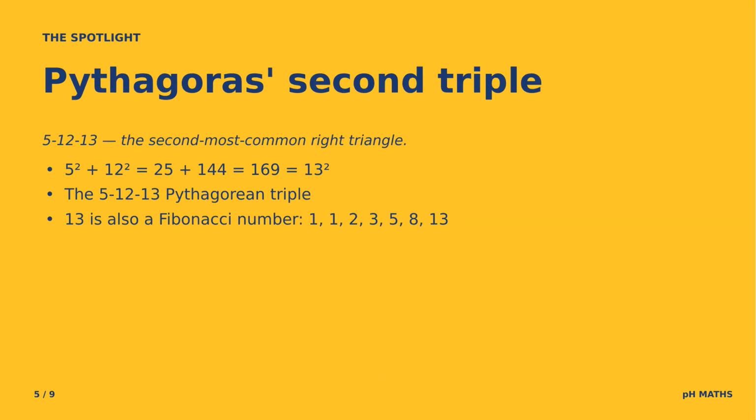Pythagoras' second triple. 5 squared plus 12 squared equals 25 plus 144 equals 169, which is 13 squared. So the 5, 12, 13 right triangle is the second whole number Pythagorean triple after 3, 4, 5. It shows up on non-calculator higher papers every year. Recognizing it instantly, instead of squaring and adding, saves you a full minute of working. 13 is also the 7th Fibonacci number, where the Fibonacci sequence first crosses into double digits.